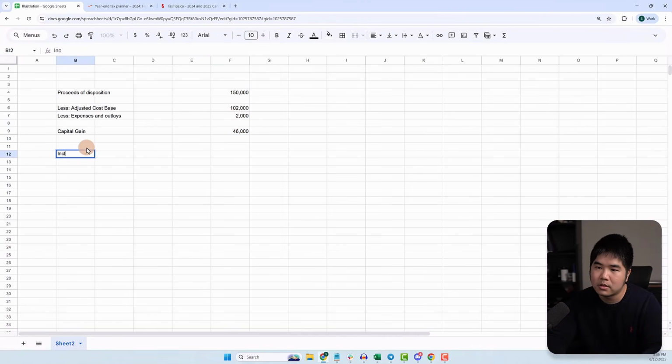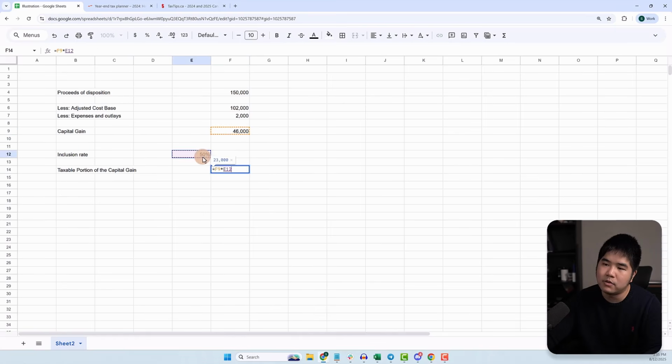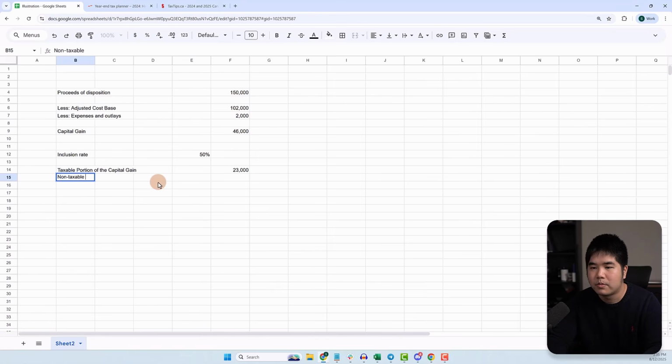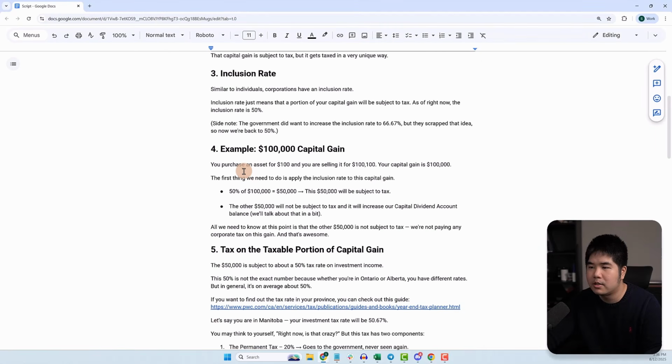So that just means that the inclusion rate is 50%. So then the taxable portion of the capital gain is $46,000 times 50%, and then the non-taxable portion of the capital gain is $46,000 less $23,000, which is the same in this case. So let's take a look at this example.